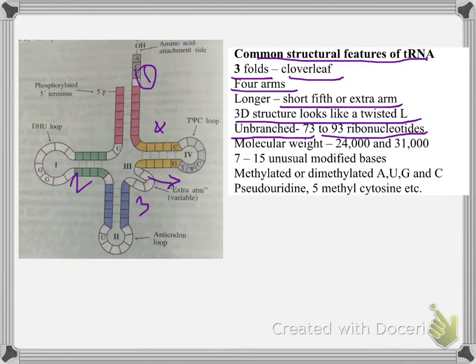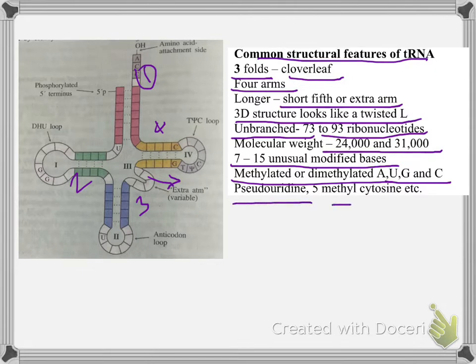The molecular weight is in between 24,000 and 31,000. tRNA contains 7 to 15 unusual modified bases. They are methylated or dimethylated adenine, uracil, guanine and cytosine.